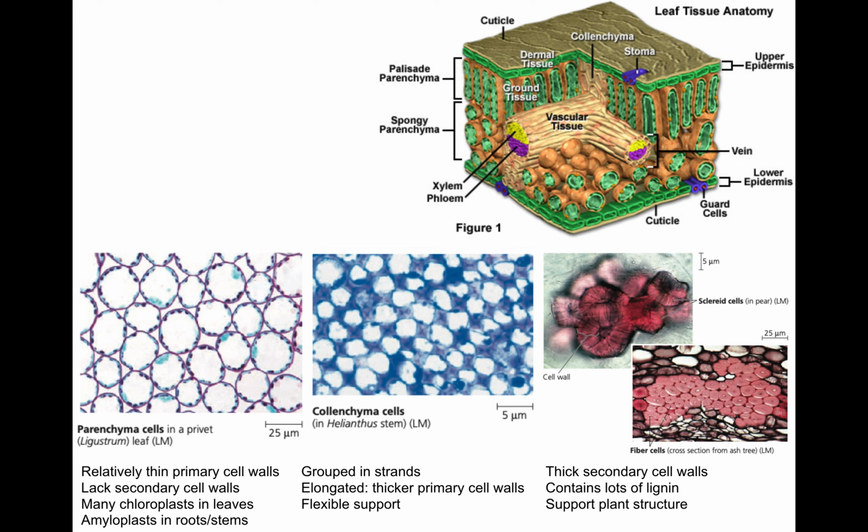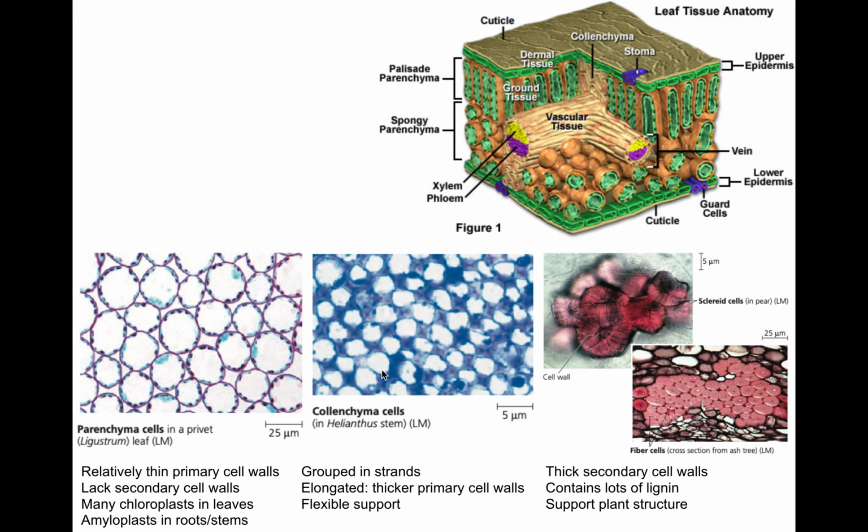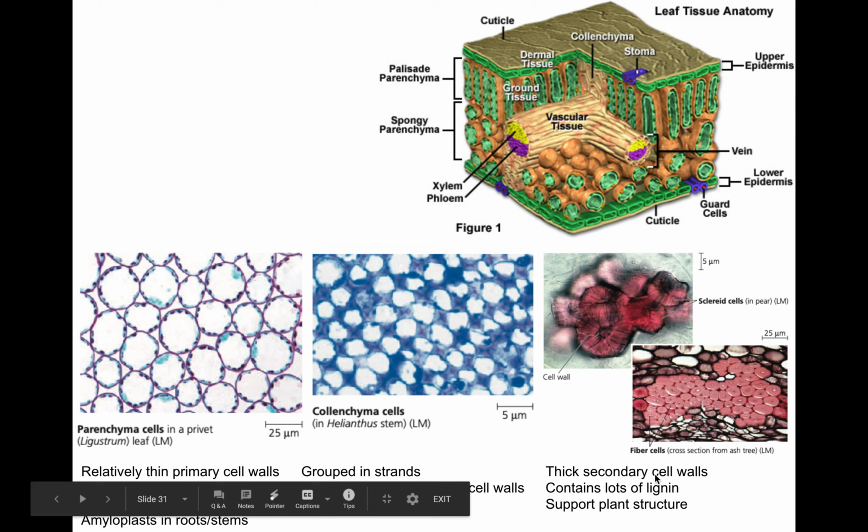They have lots of chloroplasts in the leaves, and they also make up amyloplasts in the roots and stems. So they have specialized functions in different parts of the plant. Then you have the collenchyma cells. These are grouped in strands. Once elongated, they have thicker primary cell walls, and they lend themselves to flexible support for the plant. And then finally, you've got the sclerenchyma. These have really thick secondary cell walls. They contain lots of lignin, and these help support plant structure.